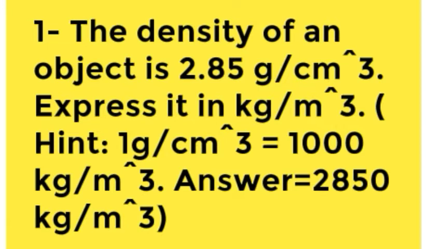Numerical 1: the density of an object is 2.85 gram per cubic centimeter. Express it in kilogram per cubic meter. So here you have to convert this density, which is 2.85 gram per cubic centimeter, into kilogram per cubic meter. As we know, 1 gram per cubic centimeter equals 1000 kilogram per cubic meter. So you have to multiply 2.85 by 1000 and you will get the answer.